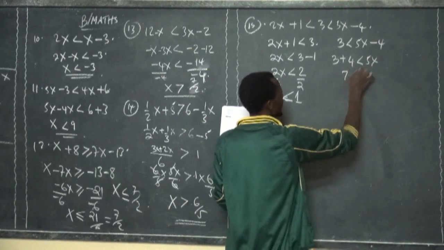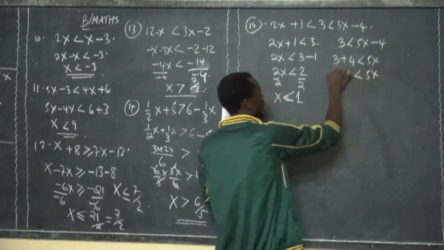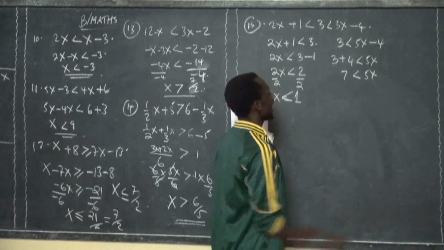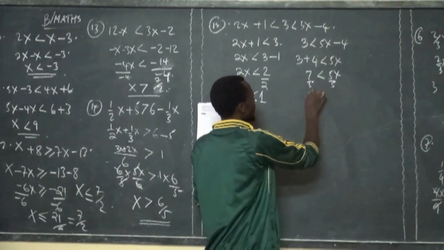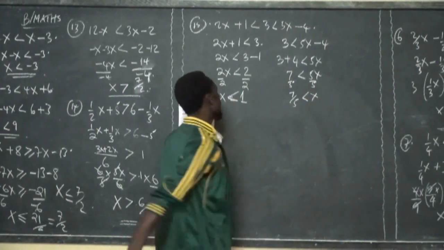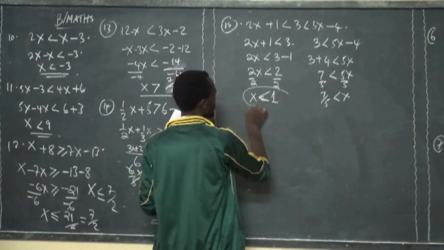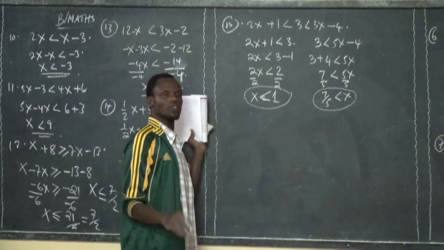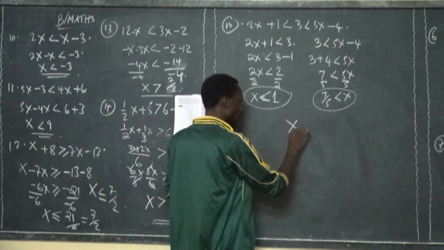Now this is 7 less than 5x. 3 plus 4 is what? 7. Now we divide by 5. We divide by 5. Now 7 over 5 is less than x. Now we collect it, because we have this one and we have this one. So it is better now we put them together, but x is written between them.